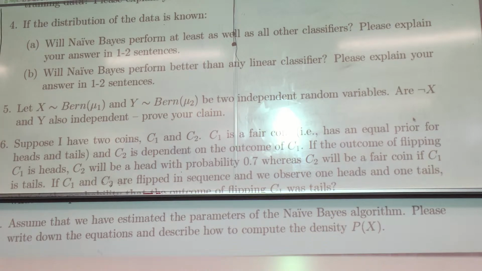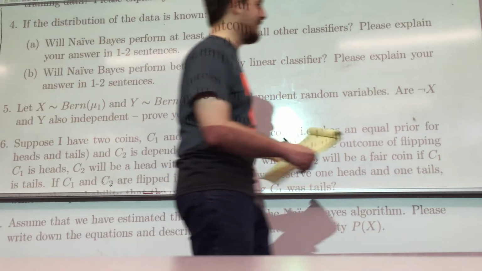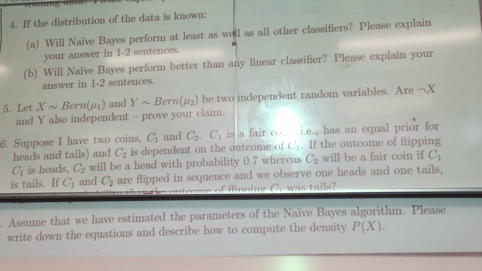Okay, so assume we have two Bernoulli distributed variables that are independent. Is the negation of x and y also independent? Any predictions or knowledge? We know that the probability of not x is 1 minus the probability of x, right? So what you should do here is marginalize out y. So the answer is yes.